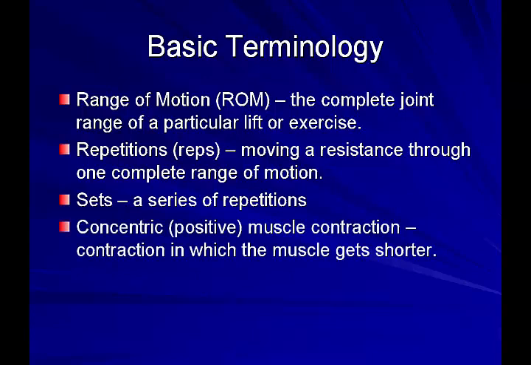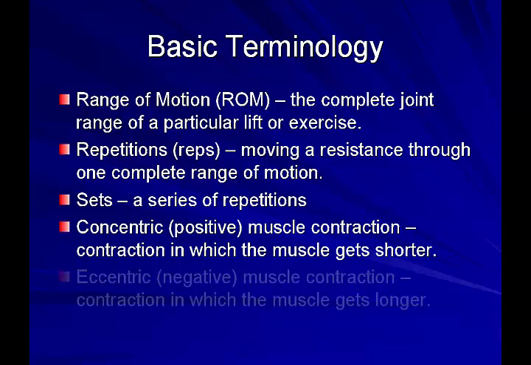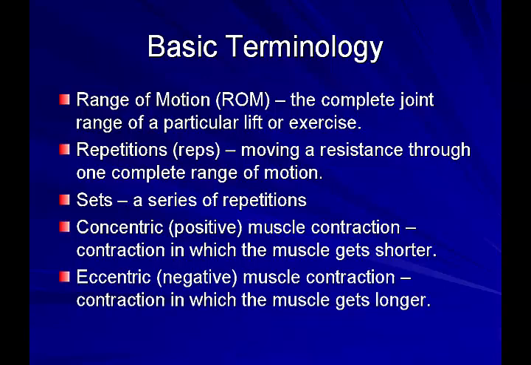Concentric or positive muscle contractions refer to a contraction in which the muscle gets shorter. Eccentric or negative muscle contractions refer to contractions where the muscle gets longer. Eccentric contractions often get neglected because a person will allow gravity to bring the weight down instead of resisting gravity by using their muscles. This is unfortunate because this is half of the work done during a lift, and eccentric contractions can provide a great deal of strength.